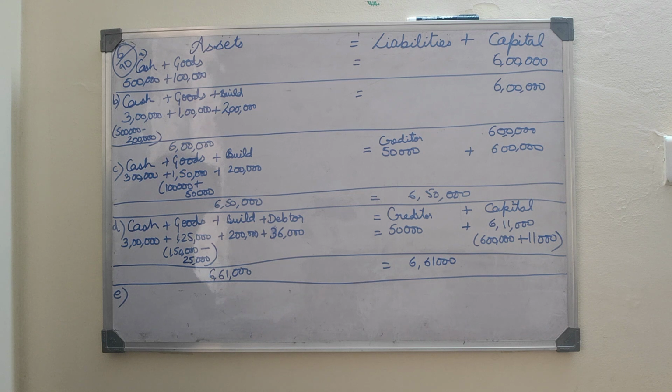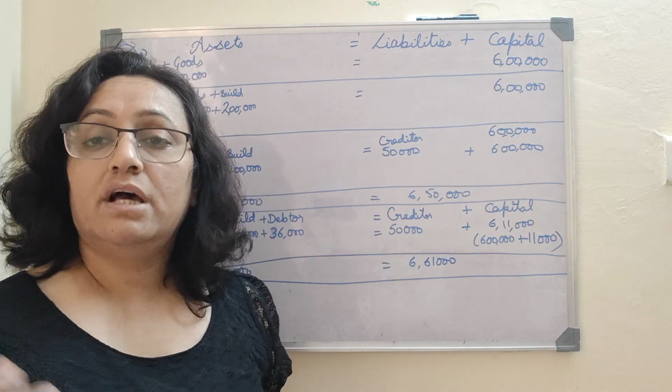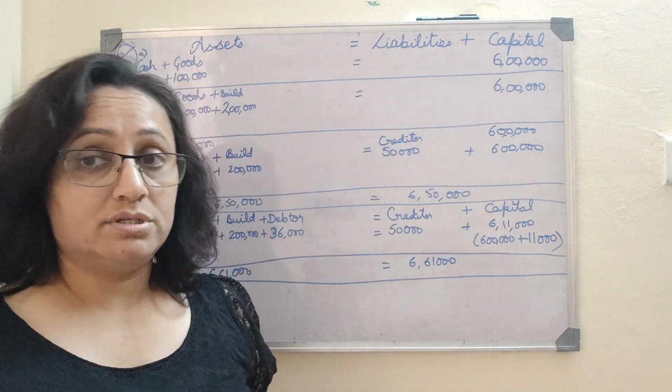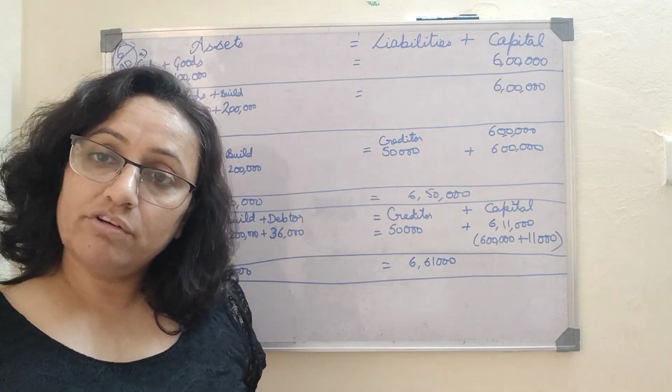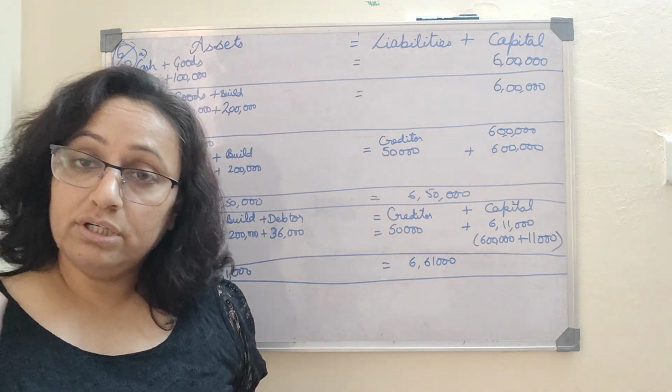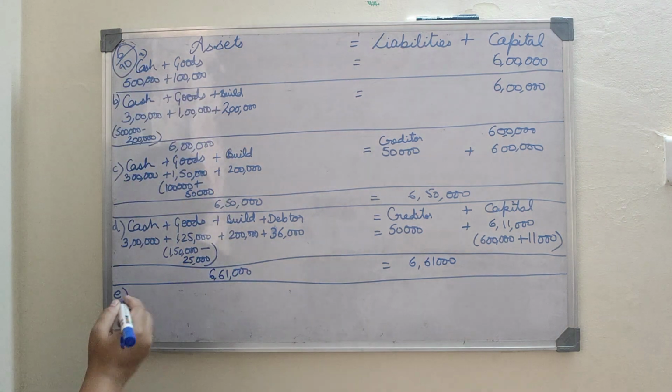Now we come to another transaction. E part, paid insurance premium. So whenever insurance premium is paid, it is paid for the future purpose. You all know the purpose of doing the insurance. Insurance we do why? Because we are making it as a lifetime process, right? So when insurance is paid, it is paid out of cash. So we are going to deduct it from cash and capital, right?